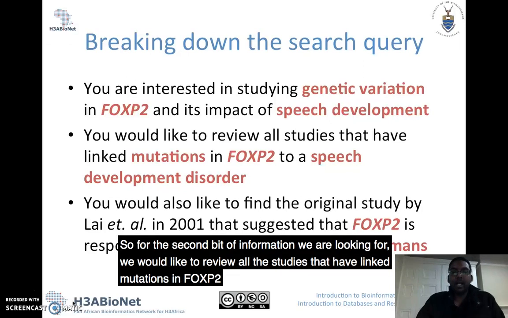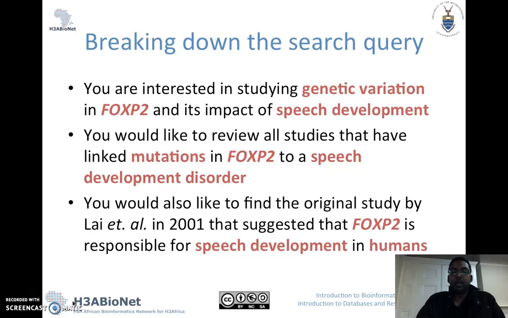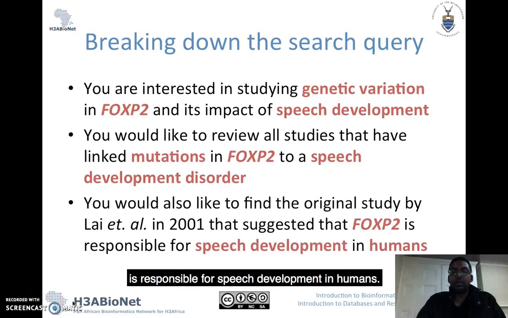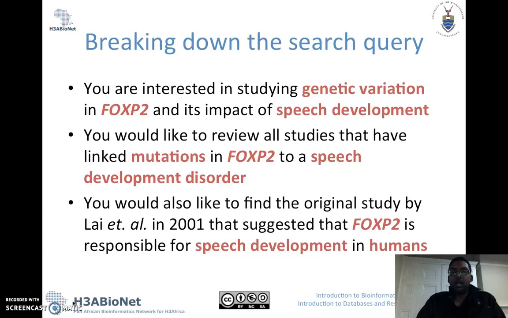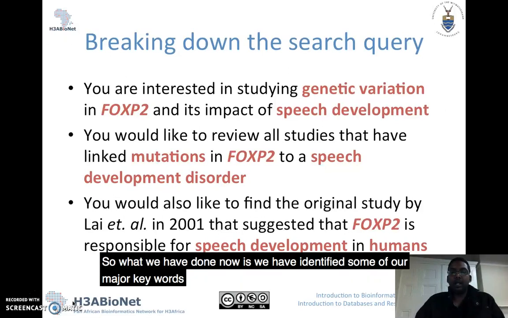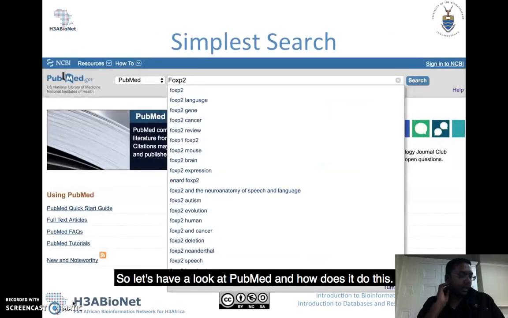Okay. So for the second bit of information we're looking for, we would like to review all the studies that have linked mutations in FoxP2 to a speech development disorder. So the keywords there: mutations, FoxP2, speech development disorder. And then for the final bit of information, we would like to find the original study by Lai et al. in 2001 that suggested that FoxP2 is responsible for speech development in humans. So again, FoxP2, speech development in humans. So what we've done now is we've identified some of our major keywords that we can use to find the information that we're looking for. Okay, so let's have a look at PubMed and how we can do this.